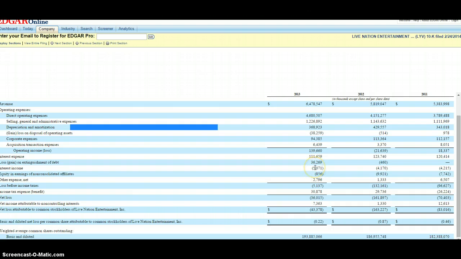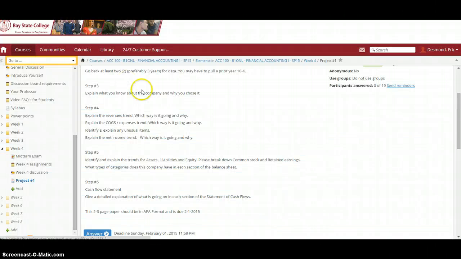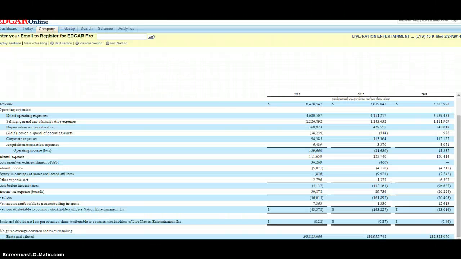And then we have equity in earnings of non-consolidated affiliates, meaning subsidiaries, companies they own other pieces of, things like that. And then it shows a net loss 36,015. Now, so unusual items, so it explains the revenue, and then we want to explain the cost of goods sold expenses. This company doesn't have a cost of goods sold because it doesn't hold inventory, but they do have expenses, and that's what you want to explain, that they've stayed fairly consistent year over year.